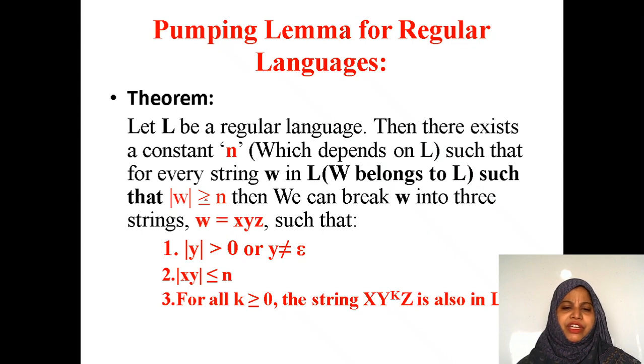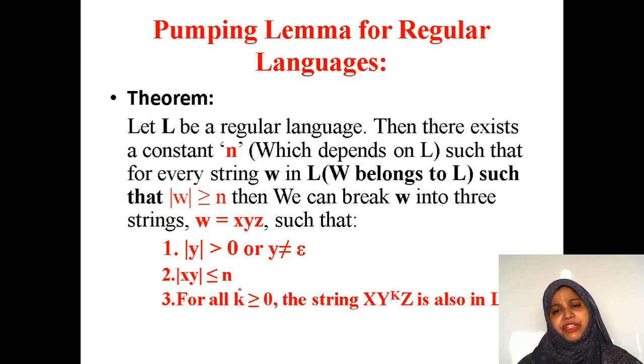Here we take w in terms of three strings, w equals xyz. In this case, the length of y is always greater than 0, that is y is not equal to epsilon, and the length of xy is always less than or equal to n. Since n is the constant, it is always less than or equal to n. For all k greater than or equal to 0, the string x y^k z is also in L. It should follow these three properties, and only then can we decide that the language is regular by using the pumping lemma.